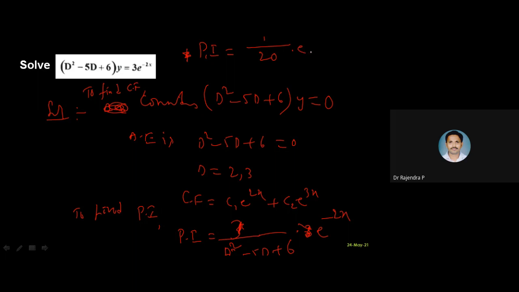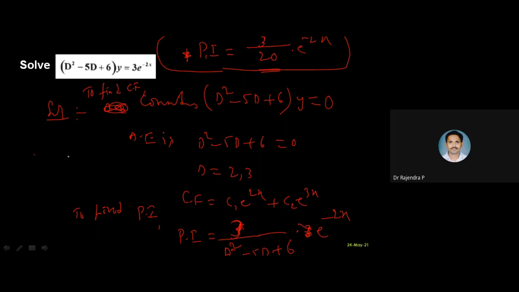20 into e to the power of, what is your function? Sorry, this value is 3. So 3 by 20 e to the power of minus 2x. Have you got 0 here? No, sir. That means it is itself your particular integral solution. Have you evaluated? There are no D's left in your problem. So you got your particular integral, you got your complementary function.